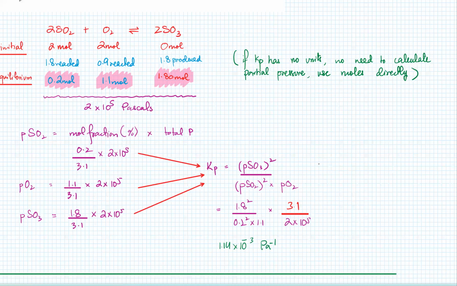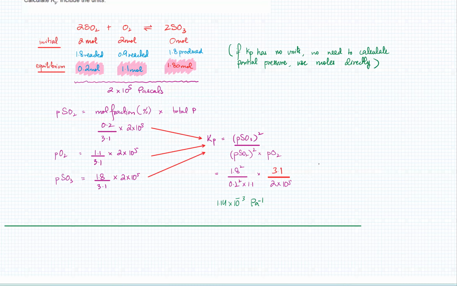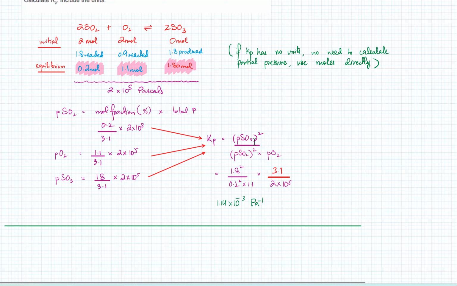So it is also clear that for Kc, you don't need to calculate concentration. If Kc has no units, then that working will automatically get cancelled out in the expression. Is that clear?